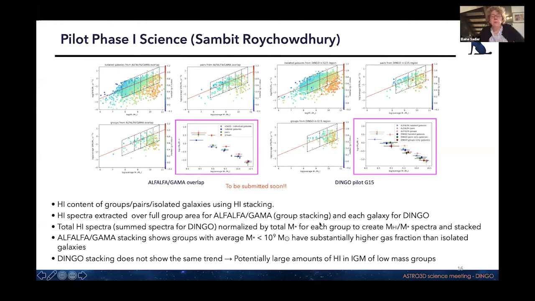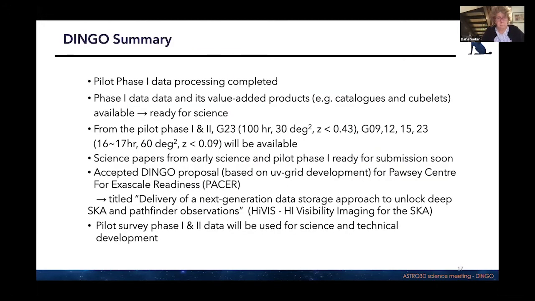So the two key plots are the ones in pink here, just comparing the H1 content of galaxies that are isolated against galaxies that are in groups and pairs. The ALFALFA group found that there was high gas fraction in group galaxies and isolated galaxies. That's not borne out by the DINGO data, which shows that, in fact, the gas content is rather similar in galaxies of different environments. So summary of DINGO, data are processed and ready to go.